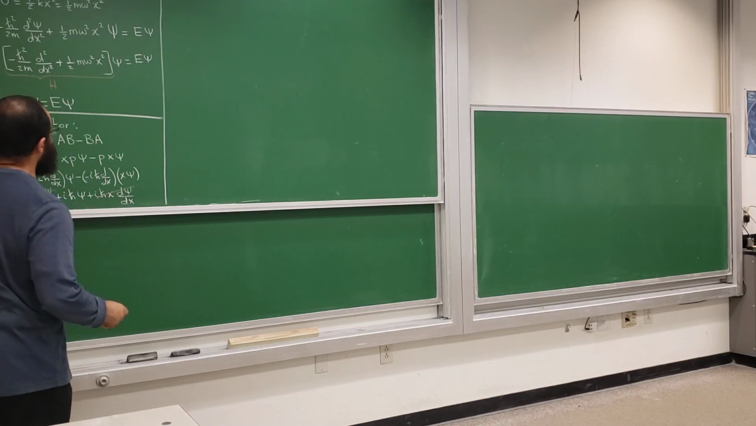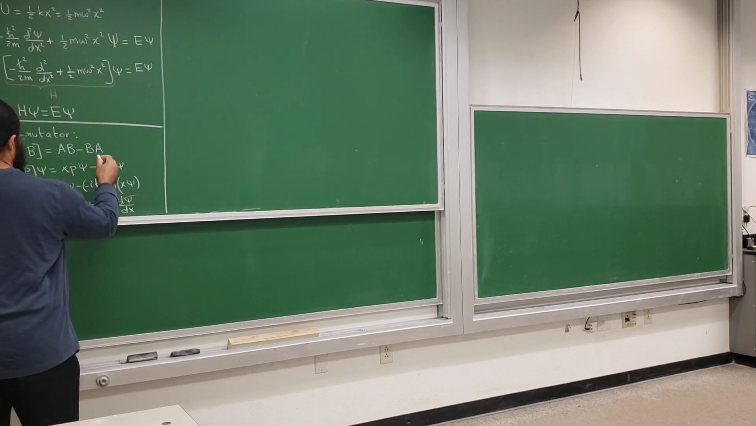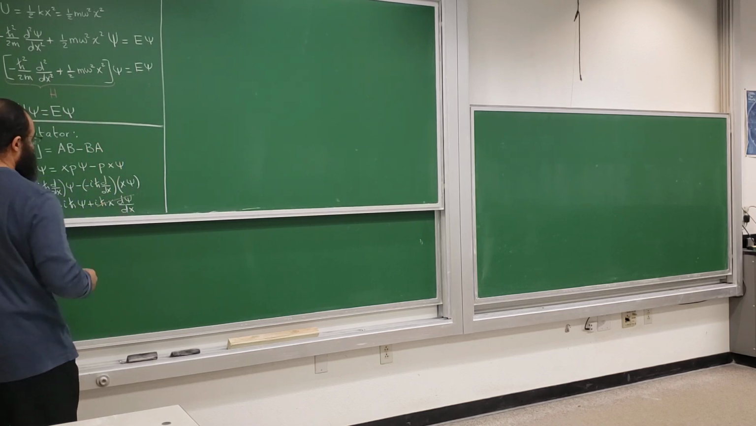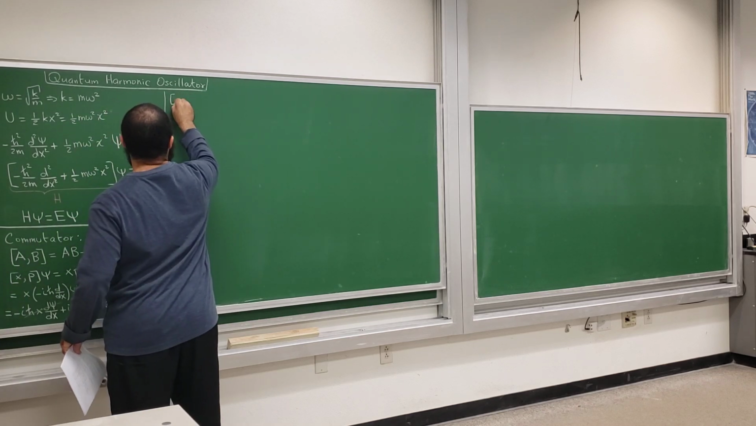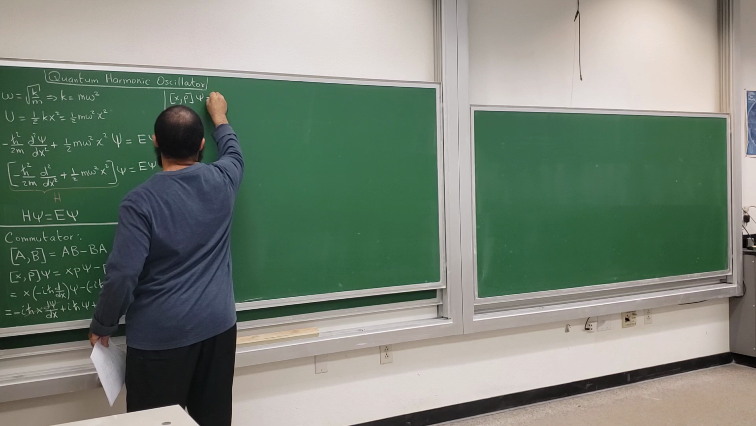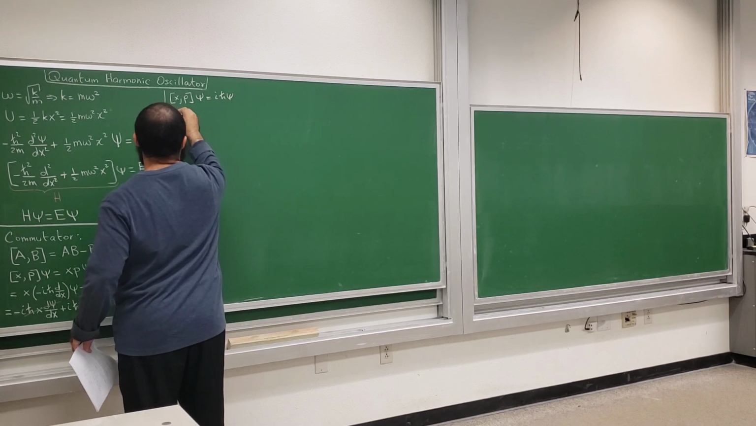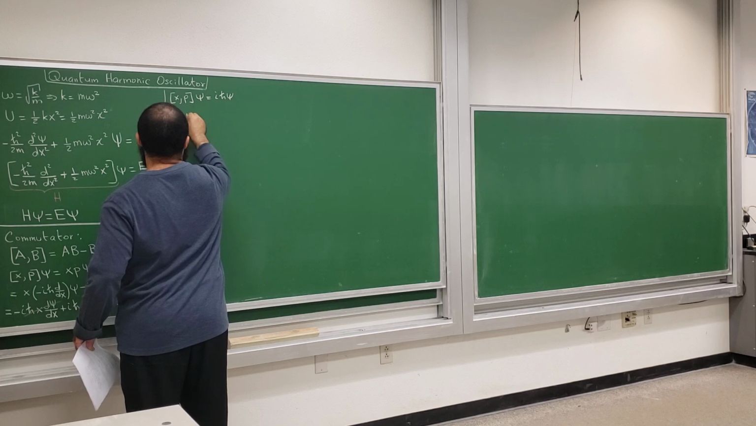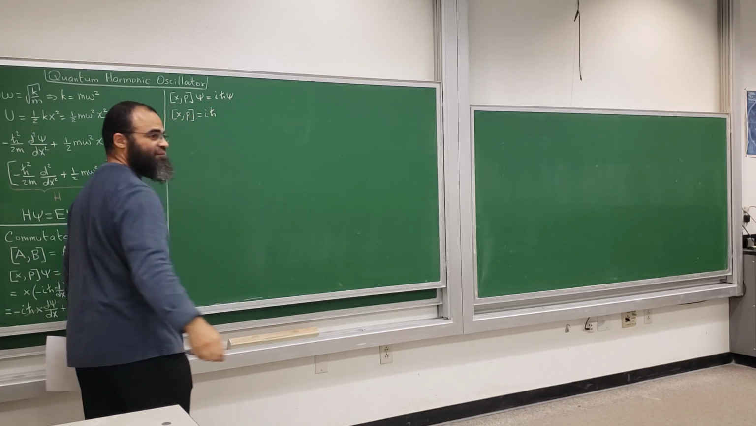So let me summarize what we obtained. We got this: the commutator of x and p times psi is equal to i h bar times psi. That means just the commutator of x and p is equal to i h bar.